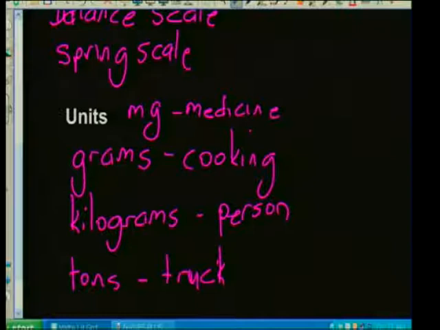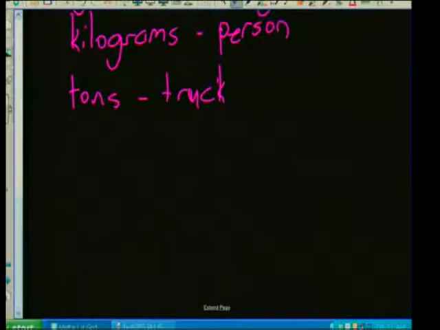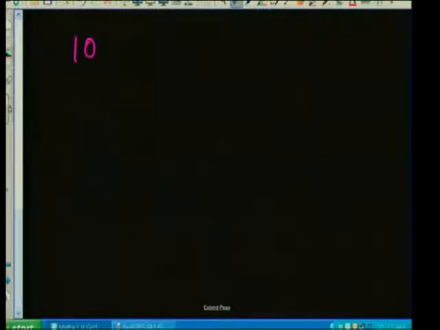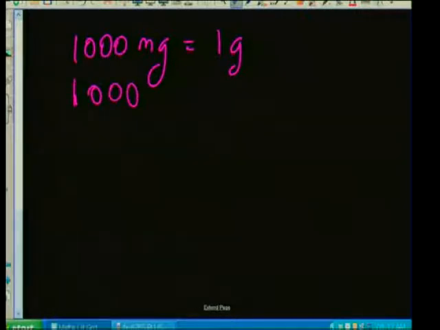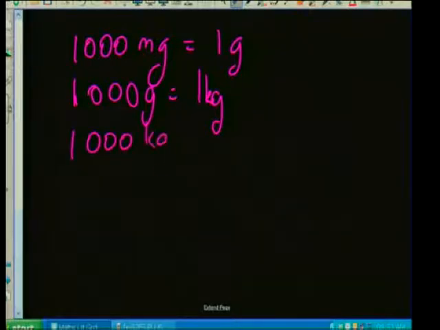So where do we use milligrams? Usually in medicine. Just to quickly remind you of the conversions, we have 1,000 milligrams in 1 gram. We've got 1,000 grams in 1 kilogram. And we've got 1,000 kilograms in 1 ton. So mass is actually fairly easy because you just have to remember the one number, it's 1,000. Okay, let's move on and try answer some questions.